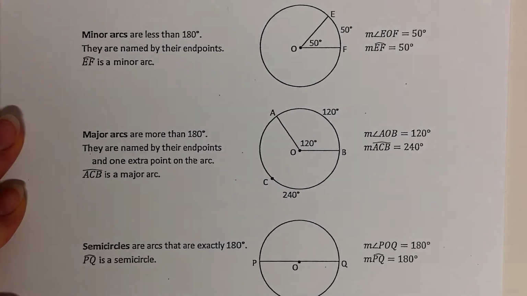Okay, let's talk about arcs. So arcs are just parts of the circle. You've got minor arcs, major arcs, semicircles. Let's first just talk about how to name them.